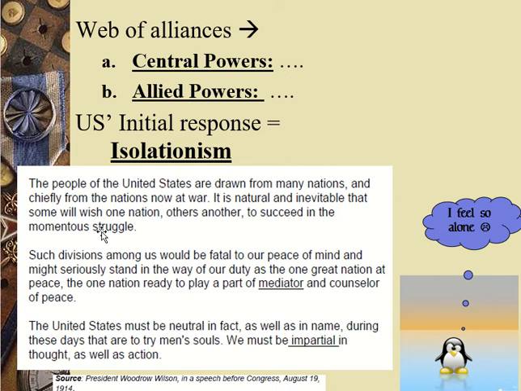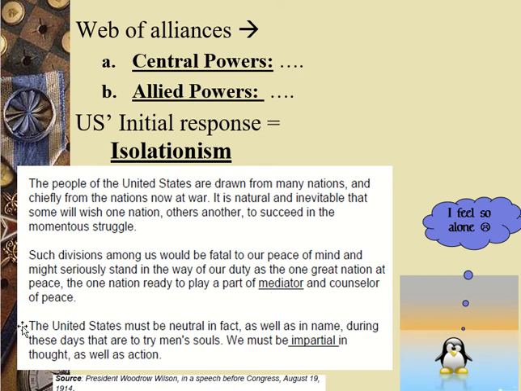So basically, we're a nation of immigrants. If we join one side or the other, we're going to have people in our country from both sides of this war. So hence kind of a need to stay neutral. Such divisions amongst us would be fatal in our peace of mind and might seriously stand in the way of our duty as one great nation at peace, the one nation ready to play a part of mediator and counselor of peace. So we're kind of like, hey, at the end of the war, if we're neutral, we can mediate the peace and get a piece of this pie for ourselves.